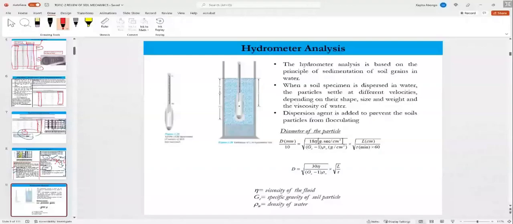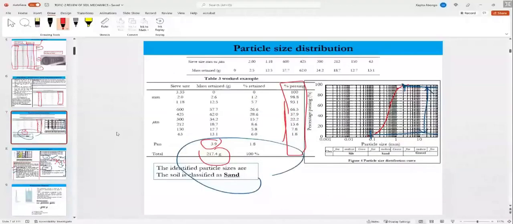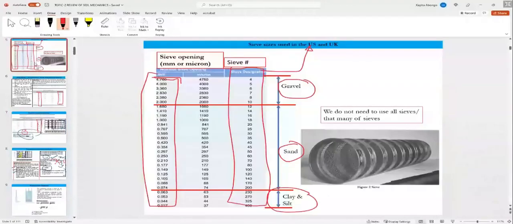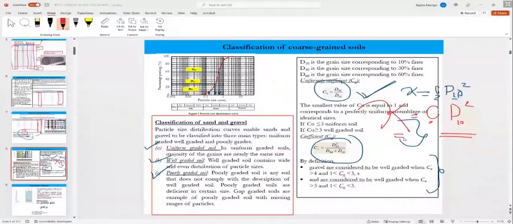Now, for the permeability, for granular soil, let me come back. The permeability of that soil will be a function of D10 of the soil, and a constant C. That constant C is about 1.